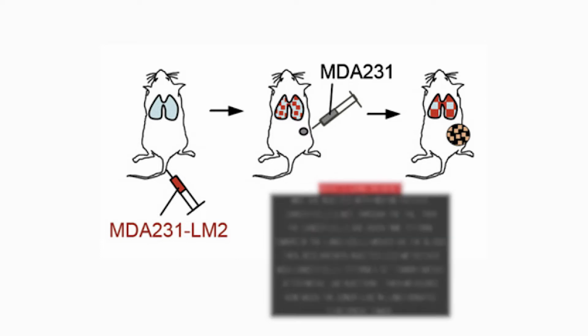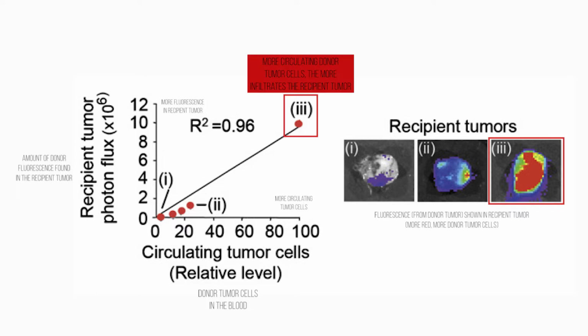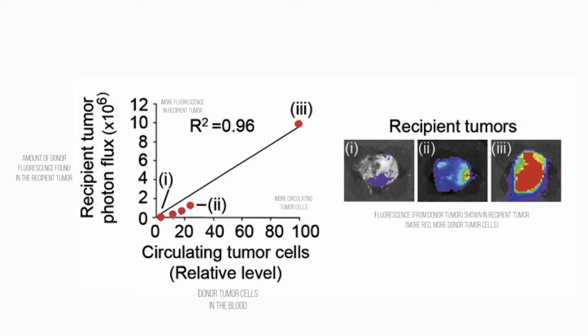And what we find is that with G, there's more and more of that invasion of this new tumor, perfectly proportional to the amount of circulating tumor cells that are found circulating in the bloodstream. So there's a proportional association between the circulating levels of these tumor cells with the amount that's found in the recipient tumor, even though that recipient tumor wasn't injected till weeks later.